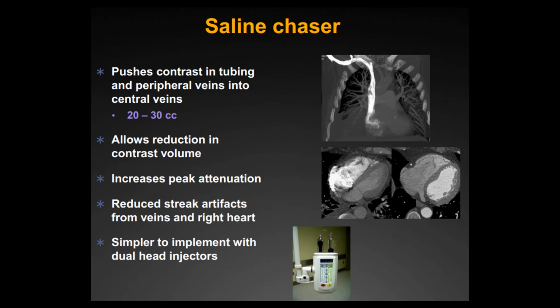Saline chasers are used to push the contrast from the tubing and the peripheral veins further into the central veins, which can help reduce the total contrast volume that's given, can increase peak attenuation, and can reduce streak artifact.